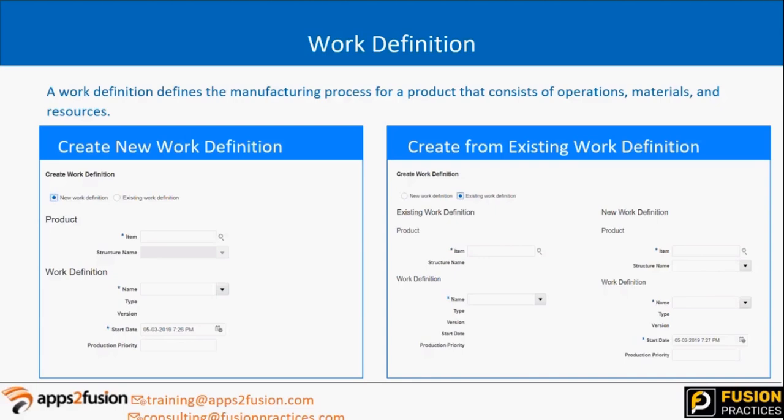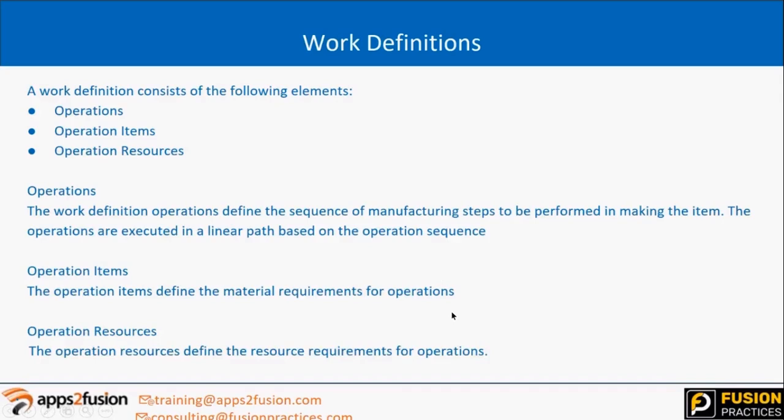Okay. Yeah. Then good. So here I've just shown that work definitions can be created in two ways. You can create a new work definition, or you can copy from an existing work definition and have a different set. If you're using an existing work definition, on the right side it asks you to enter the work definition name and the item.